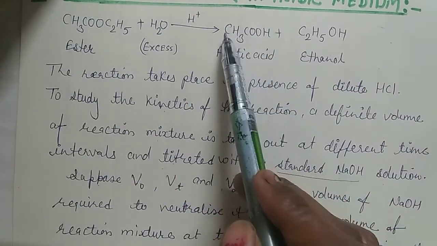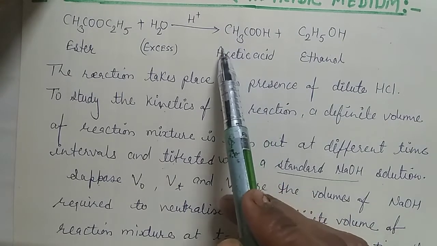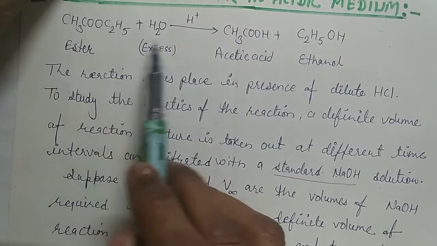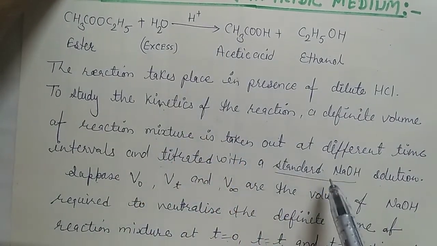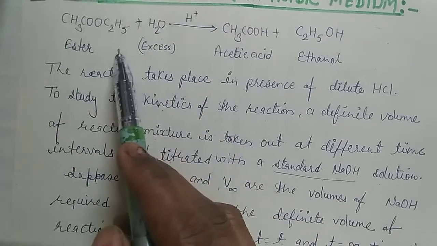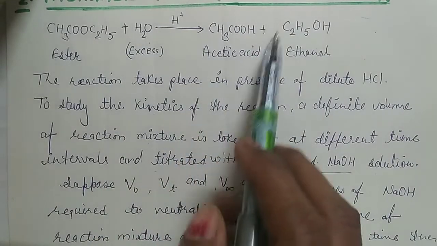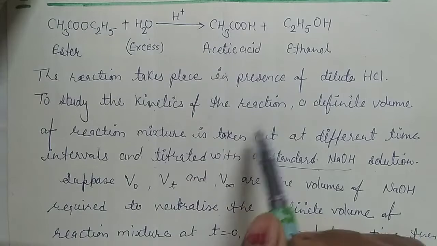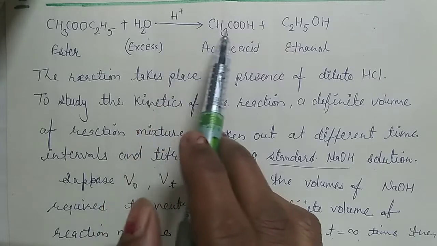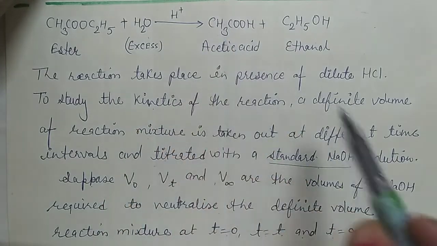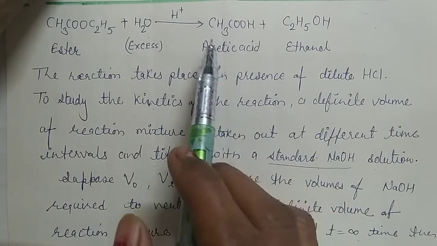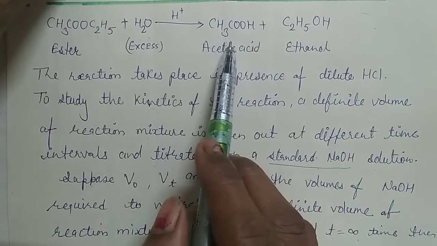Here the volume of acid is increased because acetic acid is formed, so the volume of NaOH is increased. Initially when t is equal to 0, the volume of NaOH represents the volume of HCl only, because there is no acid in the reactants. But after t time the acetic acid is increased, HCl is present also, so at t time the volume of NaOH represents the volume of HCl and acetic acid also. So if we subtract the V0 from Vt, then we obtain only the volume of acetic acid.